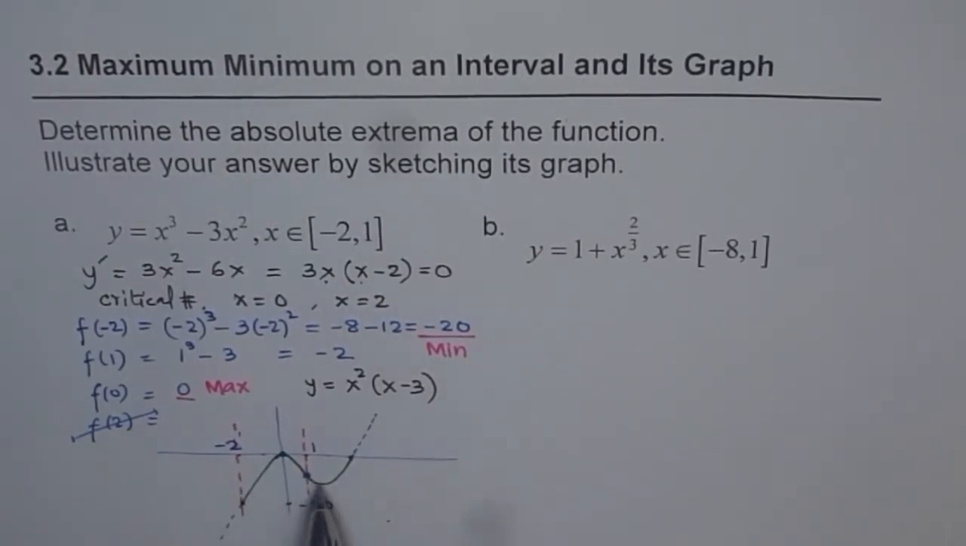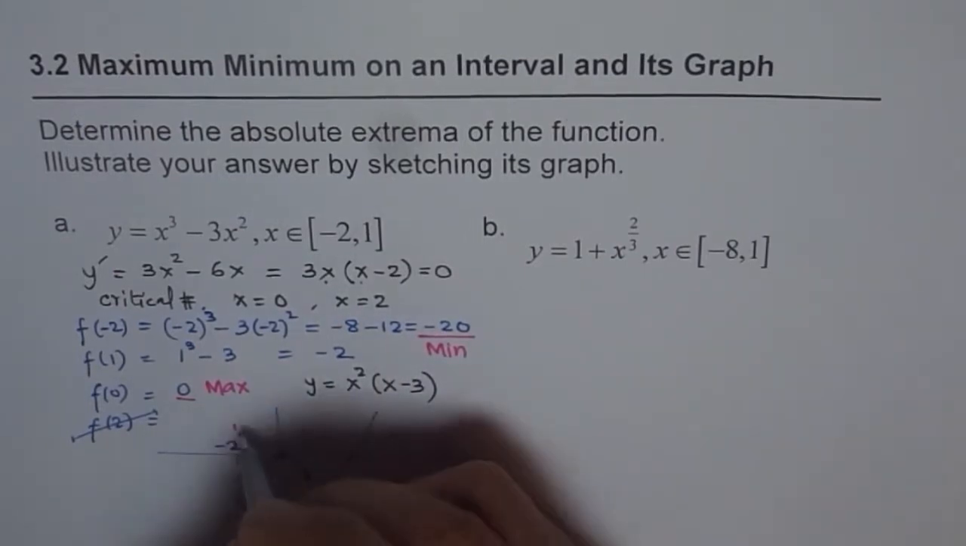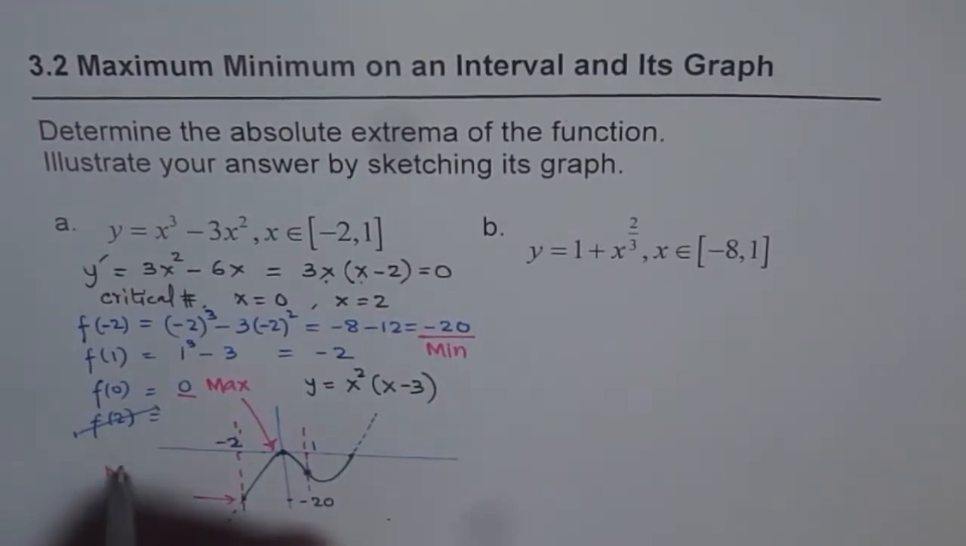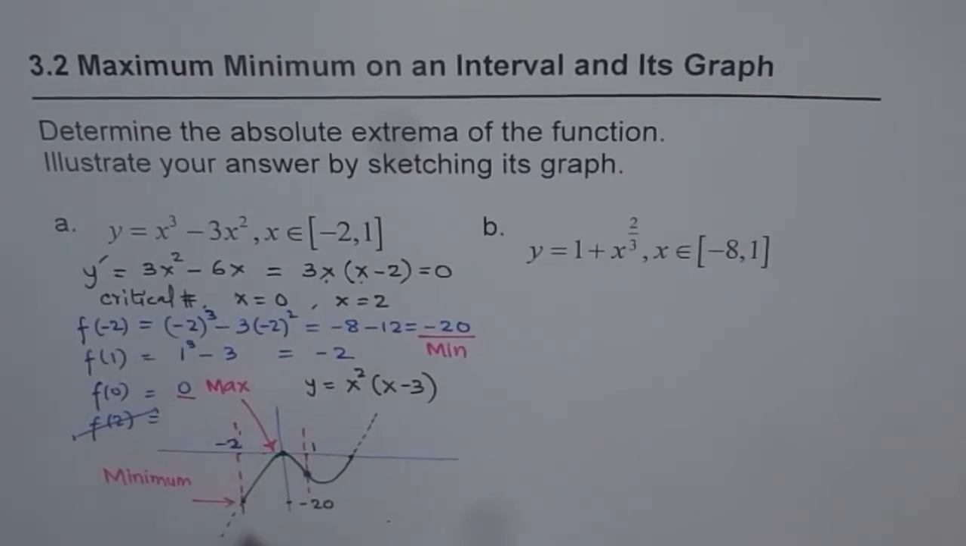As far as the values are concerned, at 0 we have the maximum, right? So this is the maximum value for us at 0, right? And the minimum is right there. So that is minimum. So minimum value is minus 20, which we have here, right? So therefore, we can write down our answer.